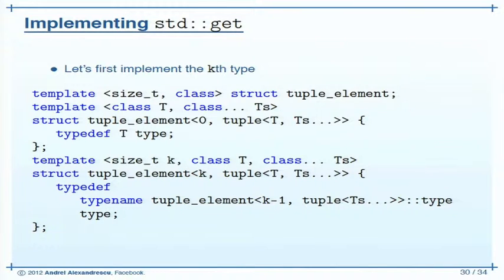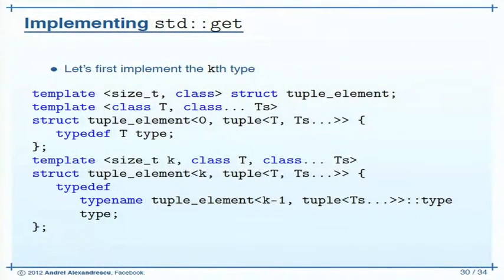To implement get, first we have a lower ambition, a smaller ambition. Let's just implement, give me the type of the kth element. Like I have a tuple with 5 elements, give me the type of the third, right? And we can get this done by, again, a simple recursion.